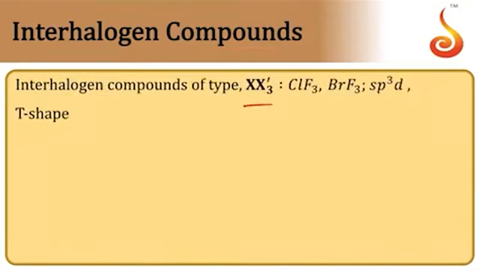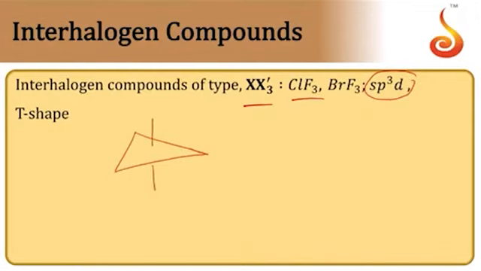Then the next category is XX'3. An example is the ClF3 molecule. ClF3 has three bond pairs and 2 lone pairs. The total number of pairs always gives us the hybridization. So 3 bonds and 2 lone pairs means altogether 5 pairs. 5 pairs stands for sp3d hybridization, so the basic form is a trigonal bipyramidal structure.